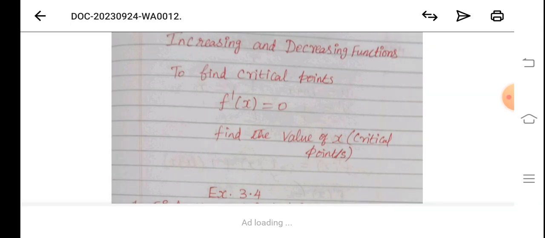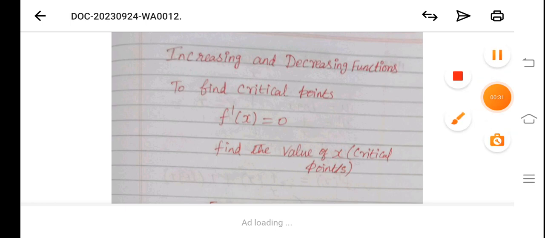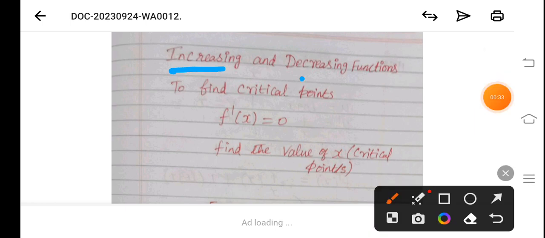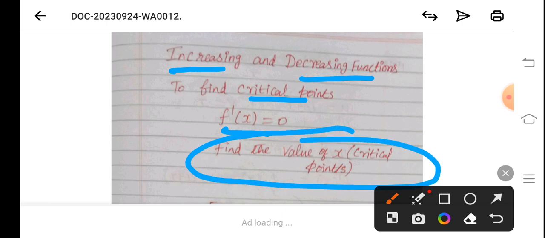The next topic heading is increasing and decreasing functions. We have more basics in it, and I just want to discuss critical points now. To find a critical point, I have to differentiate the function and equate it with 0 to get the value of x. Very simple.